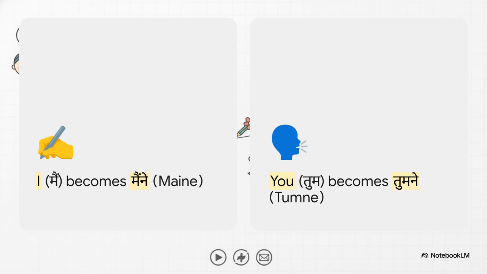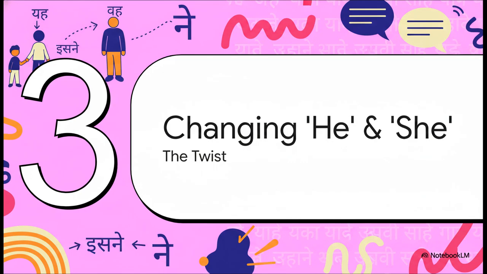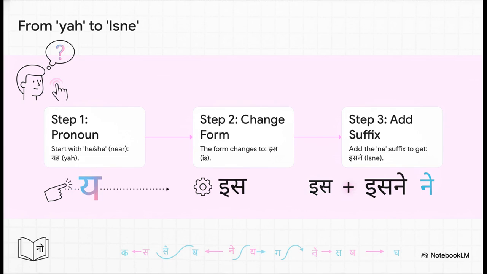But what in the world happens when we want to say he or she? And this, my friends, brings us to the real heart of today's lesson. This is where the twist comes in. The pronouns for he and she, ya for someone near and va for someone far, they do a little transformation. You don't just add ne to the end. Let's break it down step by step.